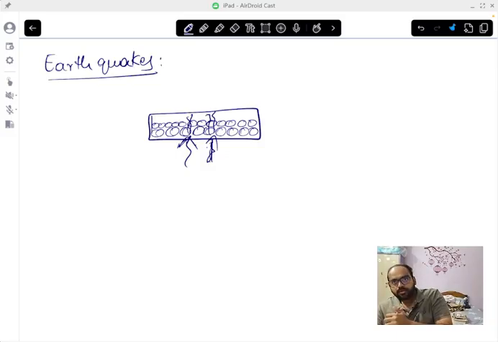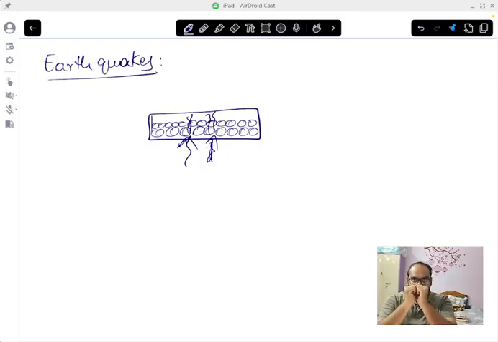I have said that the magma is continuously hitting. Due to continuous hitting of the magma, the ability of the friction to hold them together breaks at a certain point, and these rocks move in opposite directions. When these rocks move in opposite directions, there is a sudden release of energy. This sudden release of energy forms waves in the interior part of the earth and reaches the surface, and it is called an earthquake.